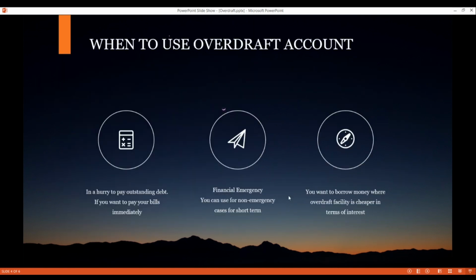Let's talk about the main focus today, that is the typical use case of an overdraft account, or when we should go for an overdraft account. Now, normally, let's say a bill is presented to you and you want to pay the bill as soon as possible, or let's say you have an outstanding debt that you have to pay immediately, or let's say there is an emergency, a medical emergency. So these are the use cases when you should go for an overdraft account.